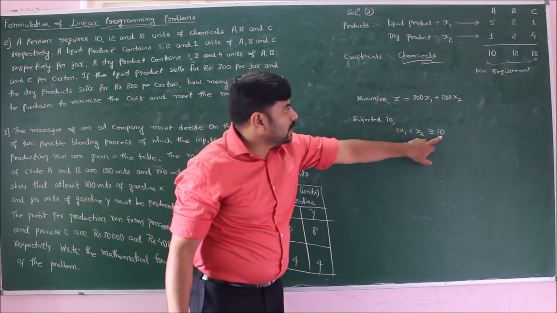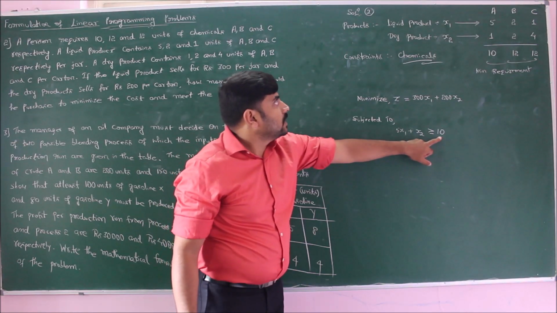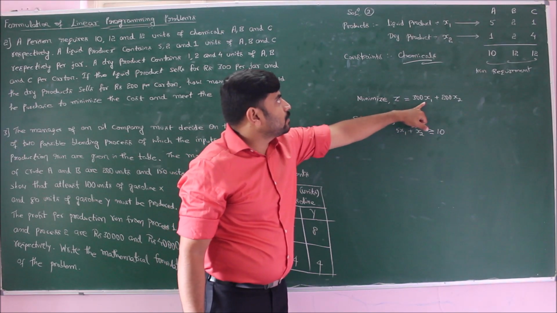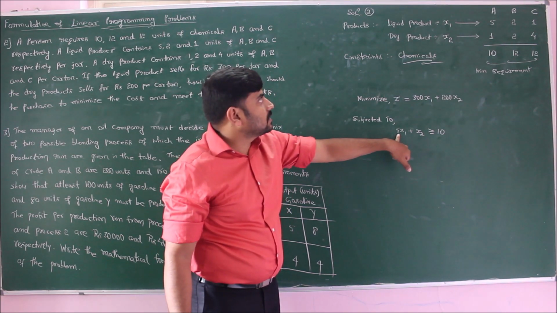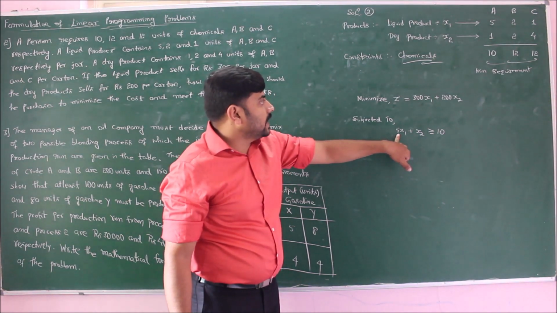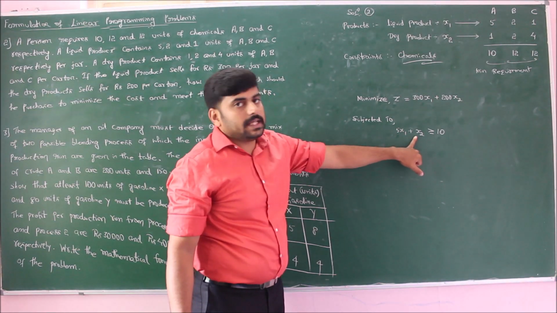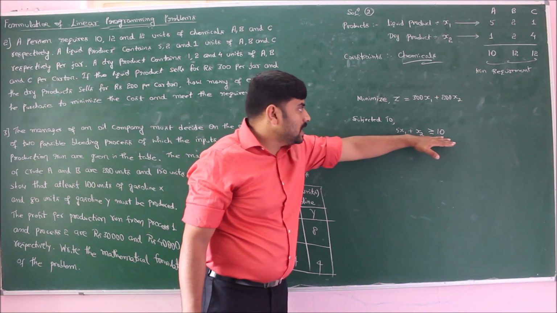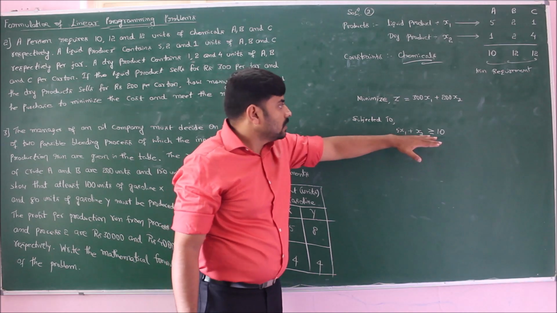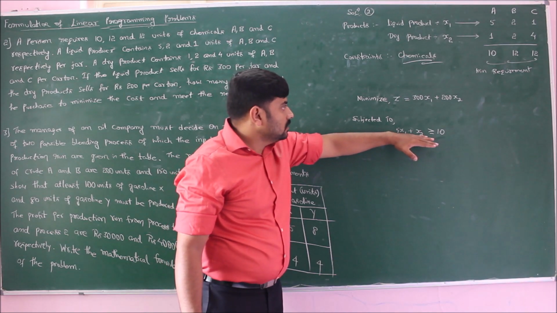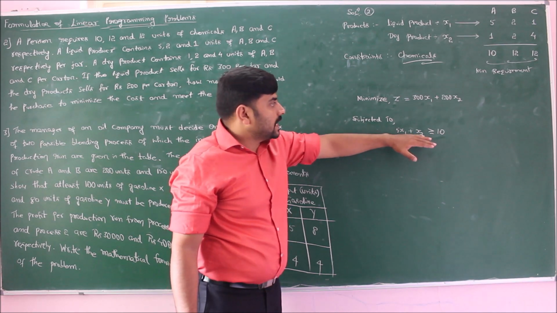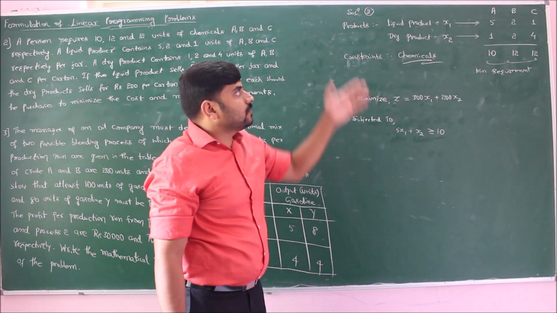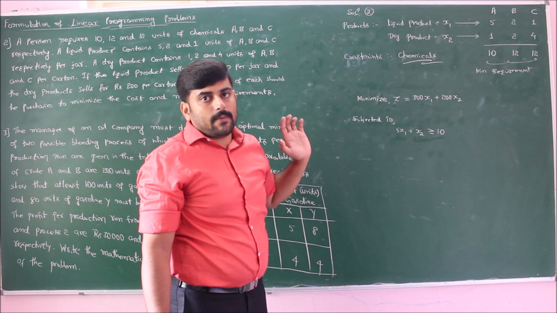Chemical A minimum requirement is 10 units. If you purchase X1 product, you will get 5 units per one product. If you purchase X2 product, you will get 1 unit of chemical A in it. So since it is a minimum requirement for him, he should purchase in such a way that these two combinations will give him 10 or more units of chemical A.